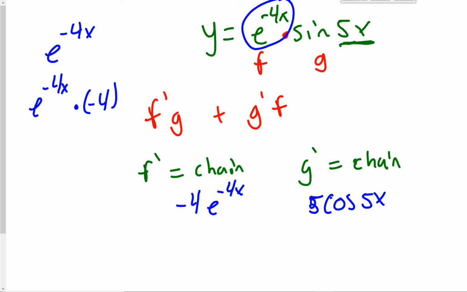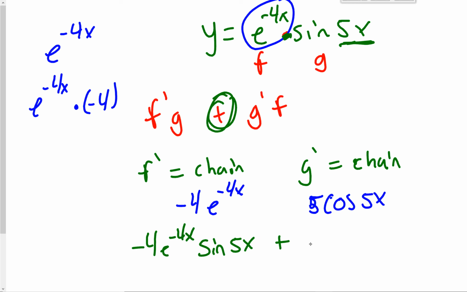And now I can do chain rule, or I can do product rule, because I'm multiplying here, so I'm adding these two. So that's negative 4e raised to the negative 4x times what normal g is, which is sine 5x. And then I'm adding, taking the derivative of g and timesing it by f. So f is e to the negative 4x, times the derivative of g, which is 5. So I'm going to put the 5 way out front here.